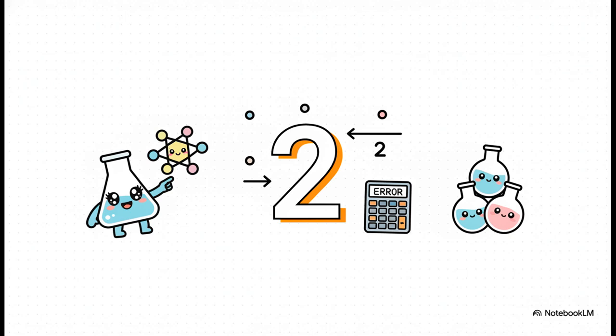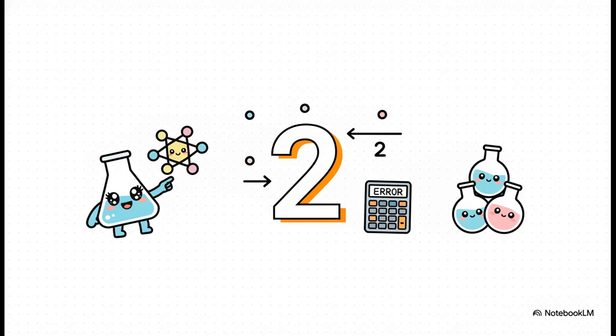But here is where even the smart students stumble. The strict decimal rounding rule. If your simple ratio ends up being something like 1.5, you absolutely cannot just round it up to 2. That is a fatal error on a board exam. Instead, you must multiply the entire ratio by 2 to get a whole number, which would make it 3. If it ends in 0.33, you've got to multiply by 3.